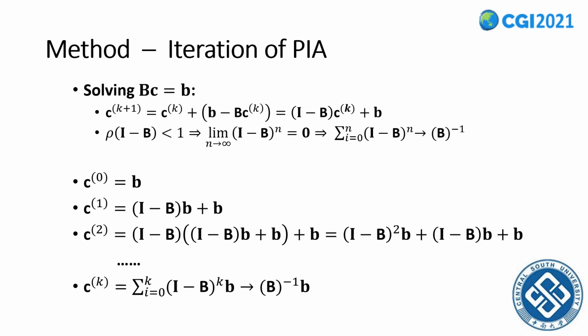The progressive iterative algorithm is equivalent to Richardson iteration in solving a linear system. In fact, in order to solve the system Bc equals b, we can use an iteration method: c_(k+1) equals c_k plus b minus upper B c_k. Because the spectral radius of I minus B is less than 1, the limit of the nth power of I minus B tends to 0, so the sum of (I minus B)^i will tend to the inverse of upper B. By iterating c_0, c_1, c_2 to c_k, it will tend to the inverse of upper B dot b.